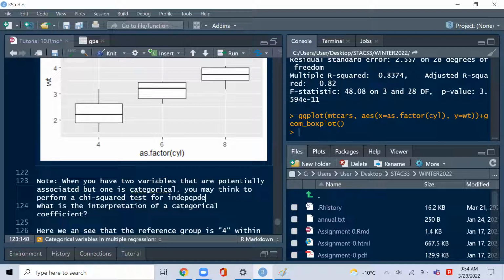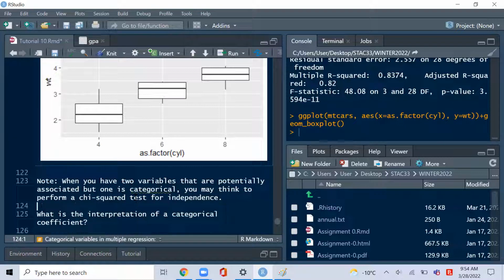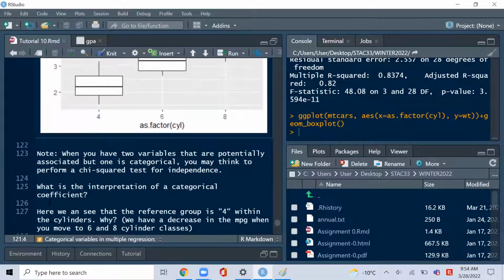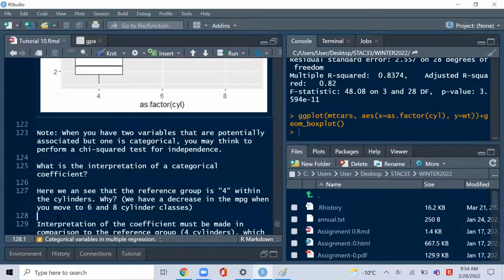That's really to ensure that you don't have two variables that are kind of saying the same thing in your model, because then you might just be better off using one or the other. But anyways, it's just a demonstration, so we're not going to get into that. You might ask, what is the interpretation of the categorical coefficient?